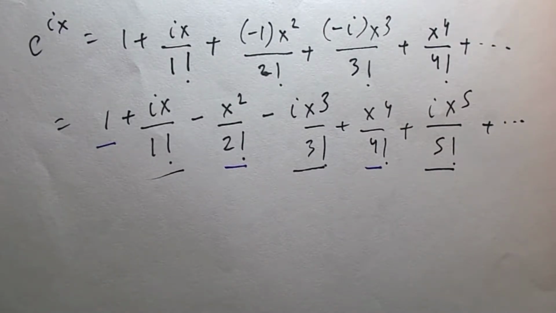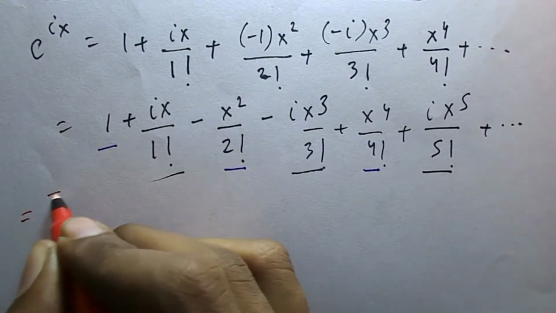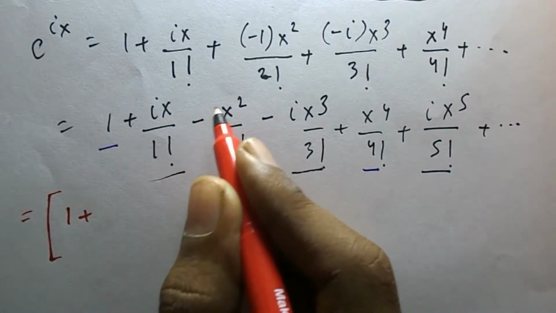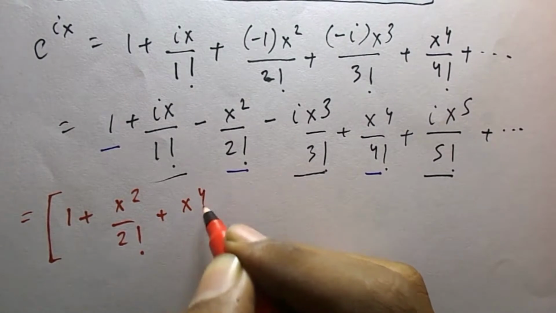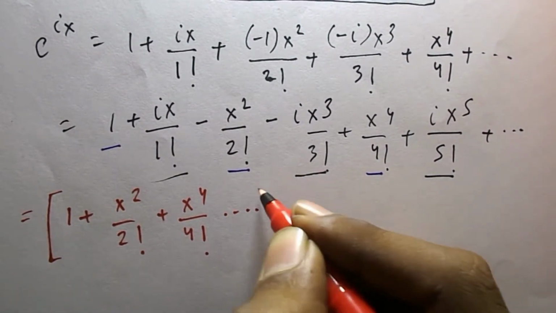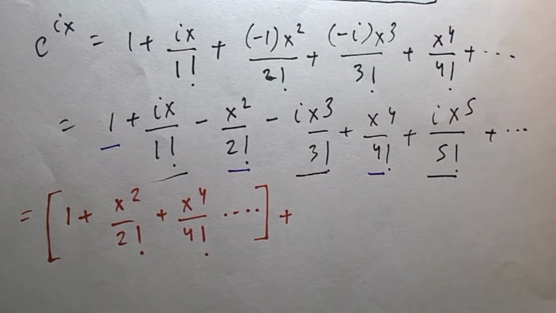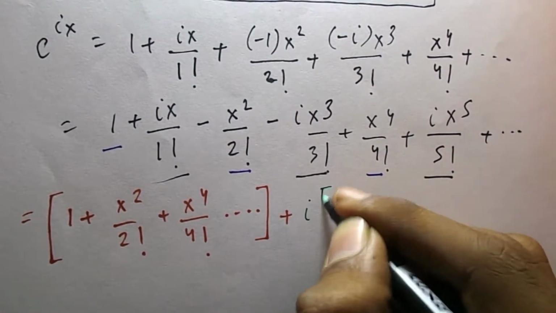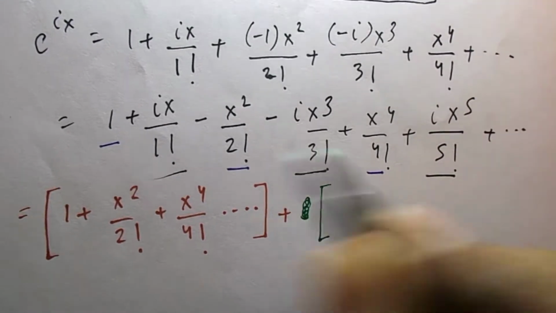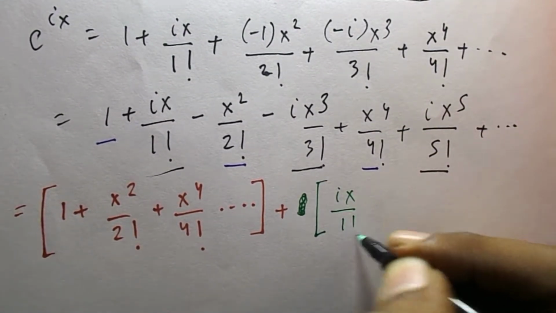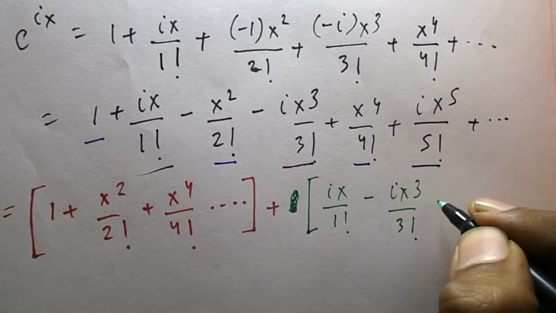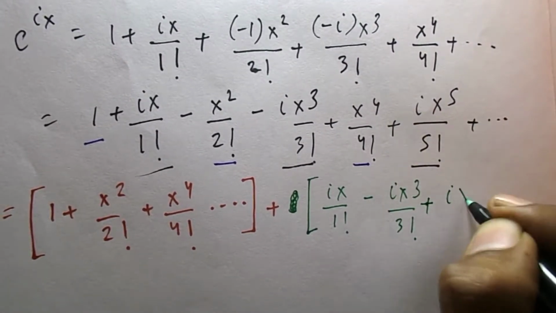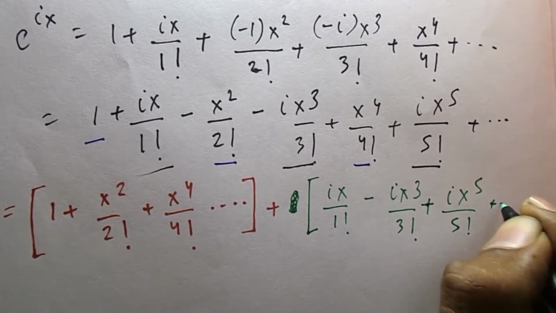So I'm writing the real parts separately. That is, the real parts are 1 plus, this is the real part, x squared by 2 factorial, and then this was the real part, x to the power 4 by 4 factorial, and so on. Then I have the imaginary parts. The imaginary parts were ix by 1 factorial minus ix cubed by 3 factorial, then the imaginary part was plus ix to the power 5 by 5 factorial, and so on.